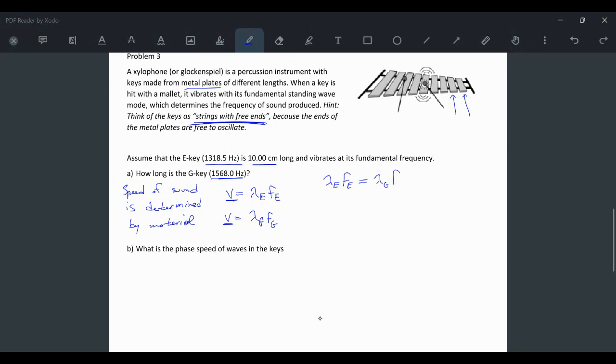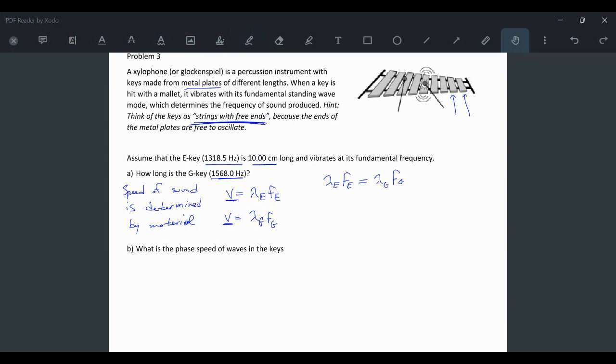So we're kind of on our way. We're in a good place to arrive at the answer here, but we need to figure out what the wavelength is. And this is pretty typical. Most music instruments operate by making standing waves. And when you have standing waves, you can figure out what the wavelength is in relation to the geometry of the instrument.